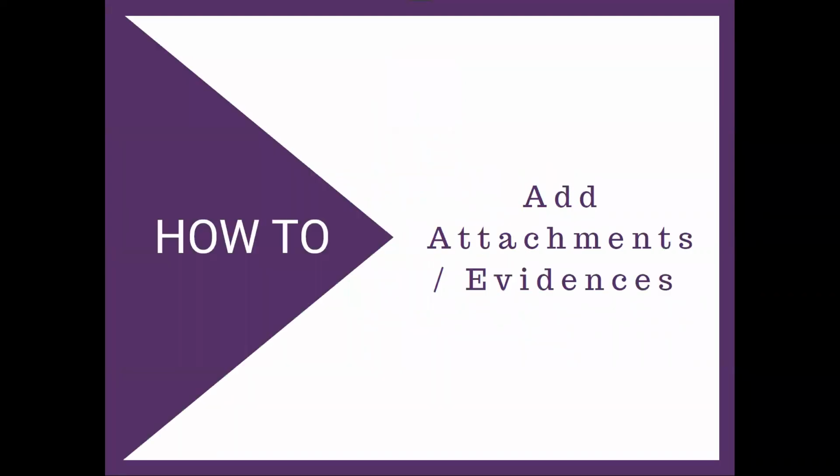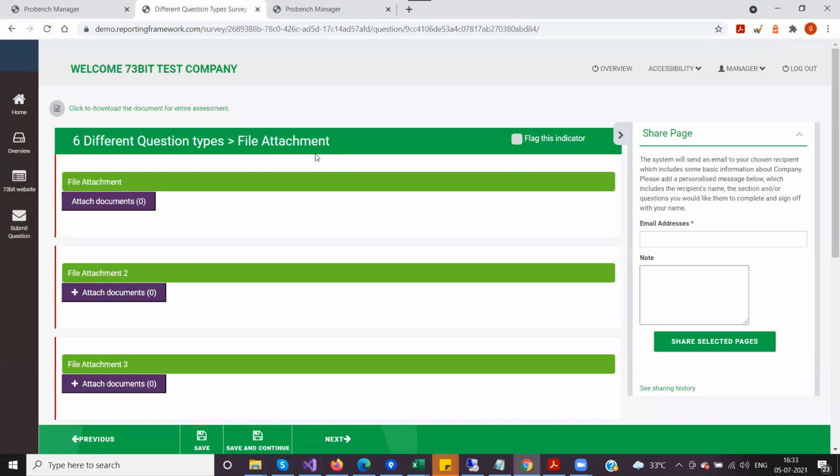In this video, I'm going to cover how, as a user, you can add attachments and evidences to the system so that you can upload your files, you can upload your URLs, etc. So I'll demonstrate how each of the evidences can be added to the system. So just for the demo purpose, these are a few of the attachment questions that we have in place.